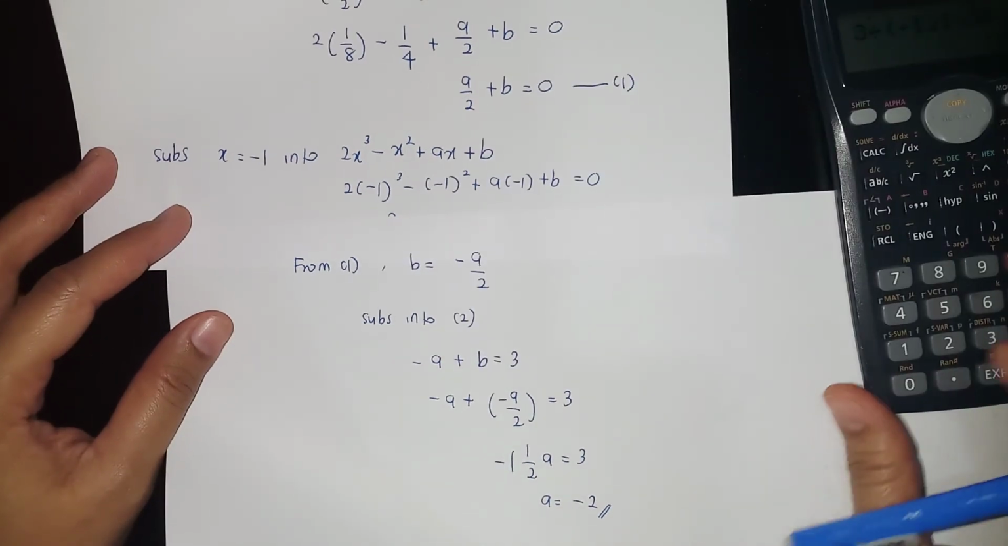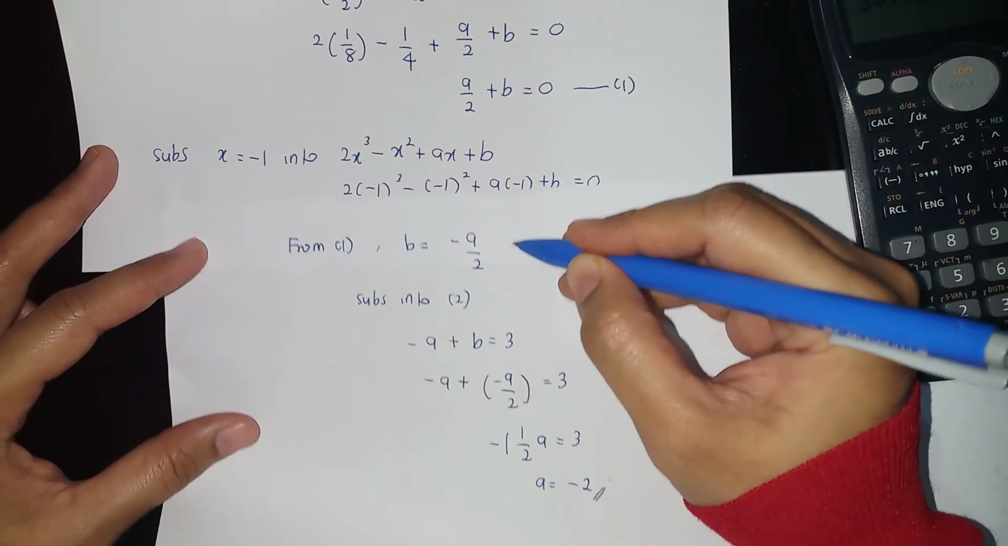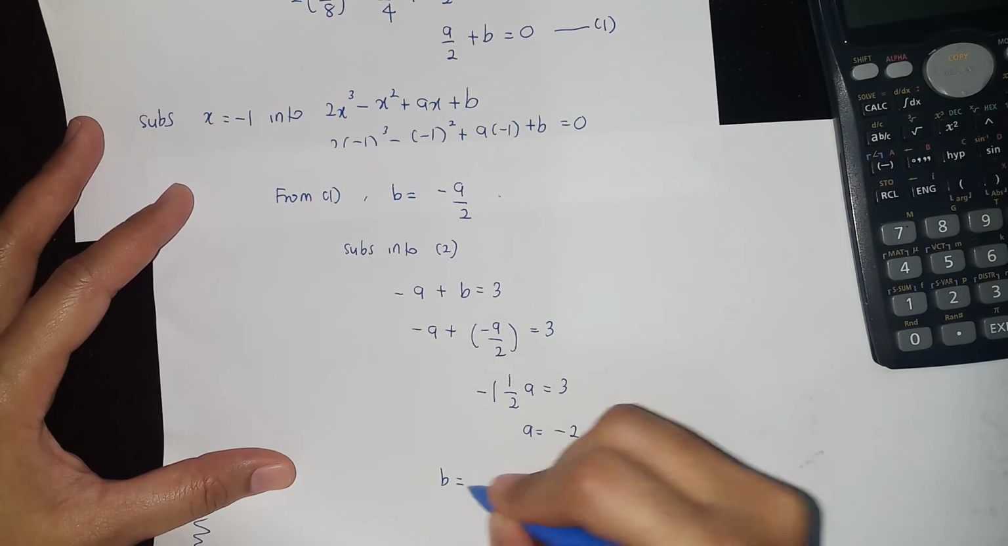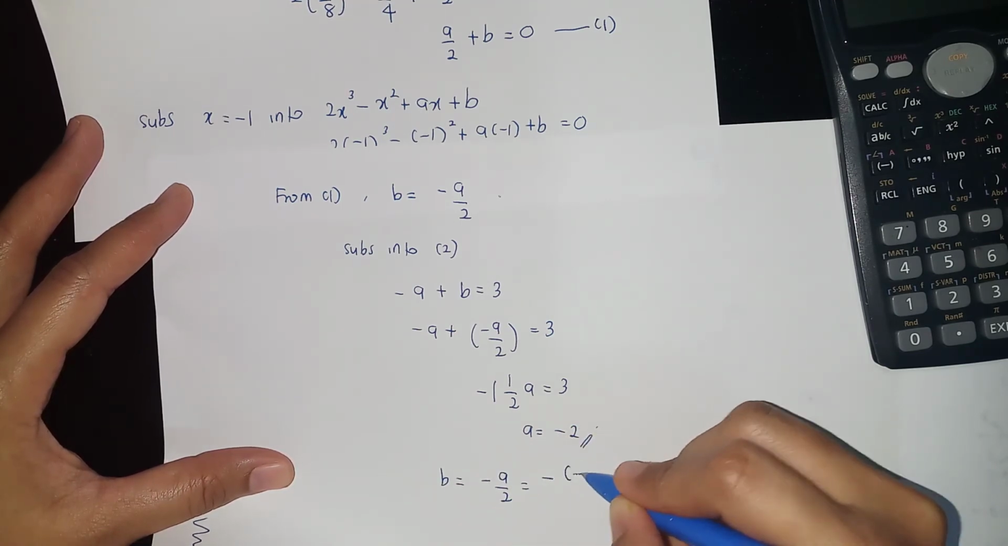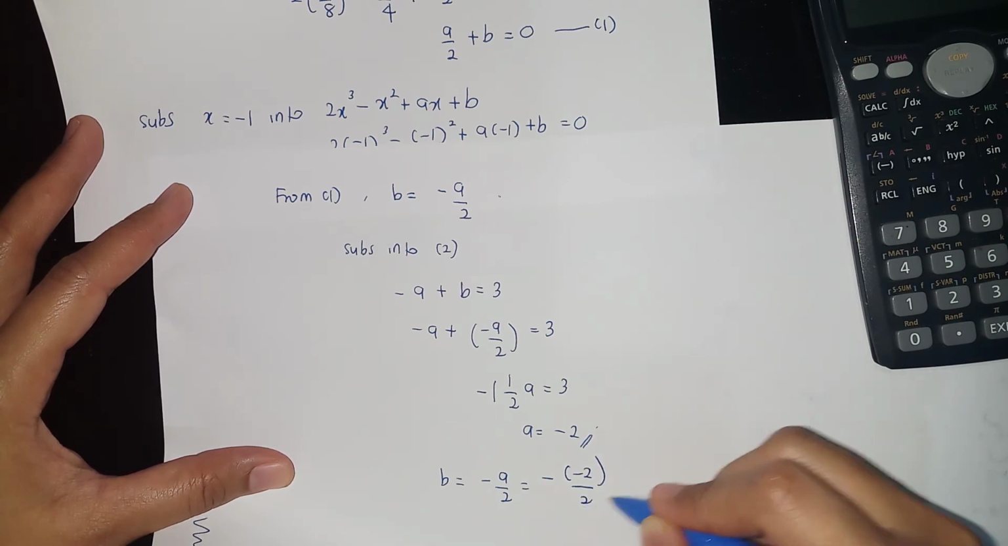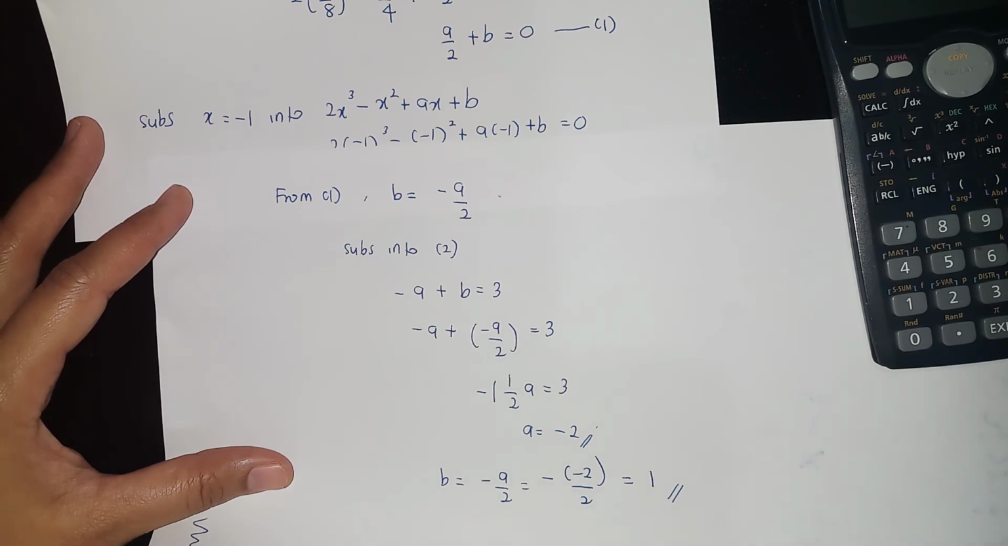Question asks us to find a and b. So now you substitute that value into there. Okay, so now your b is equals to negative a over 2, means negative 2 over 2. So your b is equals to 1. That's it. Okay, that's how you do.